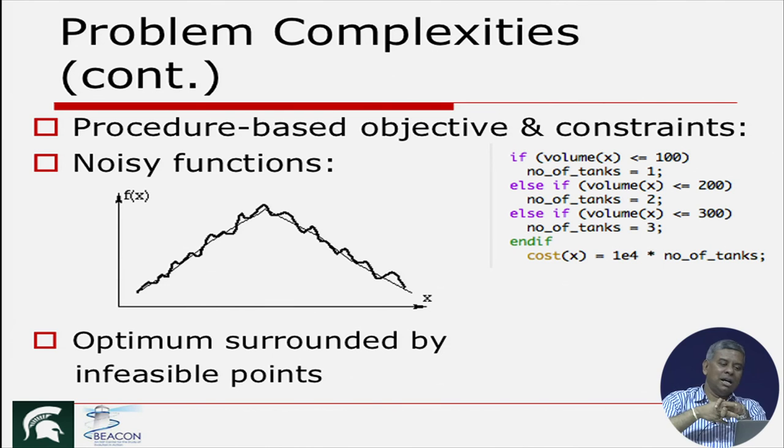If you see a problem with this kind of function, where do you think is the optima? It's maximizing. It's in the middle, right? It's right in the middle. Now, look at the function. Now, you look at the solid line. Okay, that's the objective function. There is massive multimodality. There are lots of optima you see here, right?